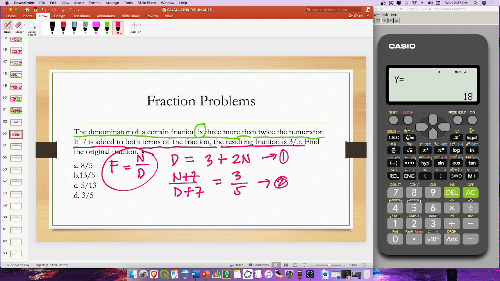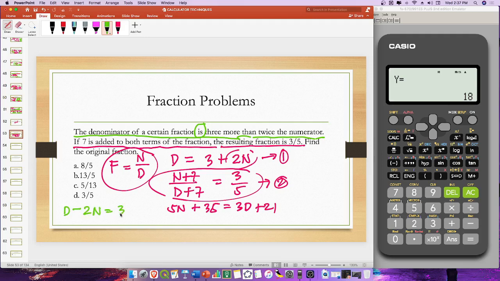We are going to solve this first by cross multiplying this equation. So I have here 5n plus 35 equals 3d plus 21. Now from equation 1, we will transpose n to the other side of the equation. I will write it in green. d minus 2n is now equal to 3. I will just use this one.